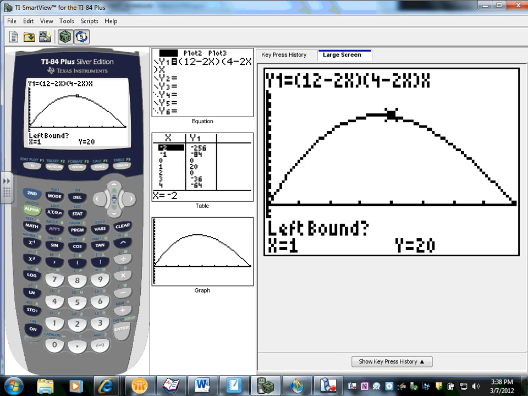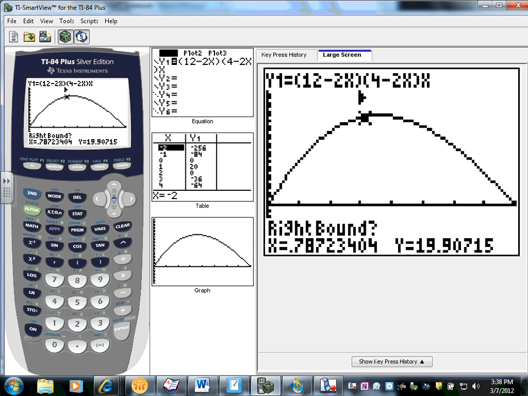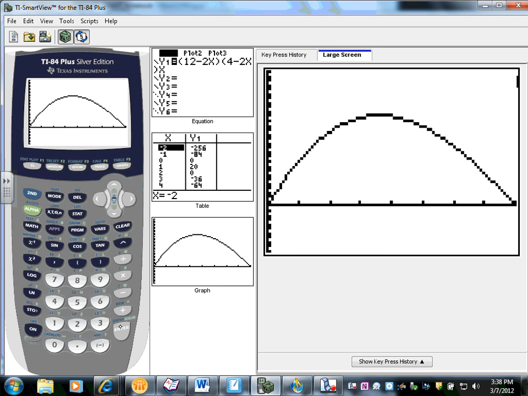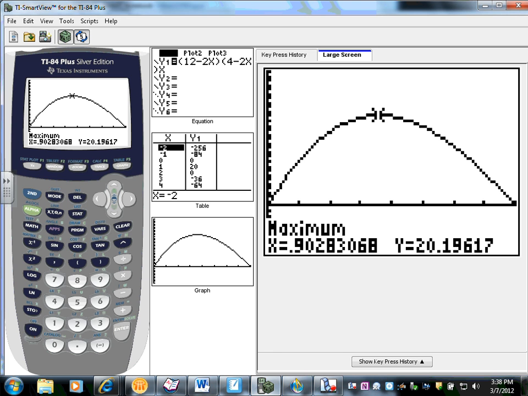We've done this before. Move that cursor a little bit to the left of where you think that maximum is. And press enter. Do the same thing on the right bound. Press enter. One more time, and it tells us that our maximum is approximately 0.9. Remember now, that's the length of my cut, and 20.2 if we round it to the nearest tenth for our volume. So let's go back to our work again.